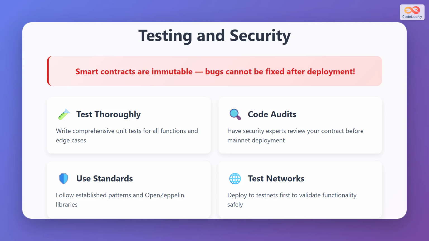Use established standards and libraries like OpenZeppelin, which provide battle-tested implementations of common patterns. Always deploy to test networks first to validate functionality safely without risking real funds. Remember, once a smart contract is deployed to the mainnet, it cannot be changed, so investing time in testing and security review is essential to prevent costly mistakes and vulnerabilities.